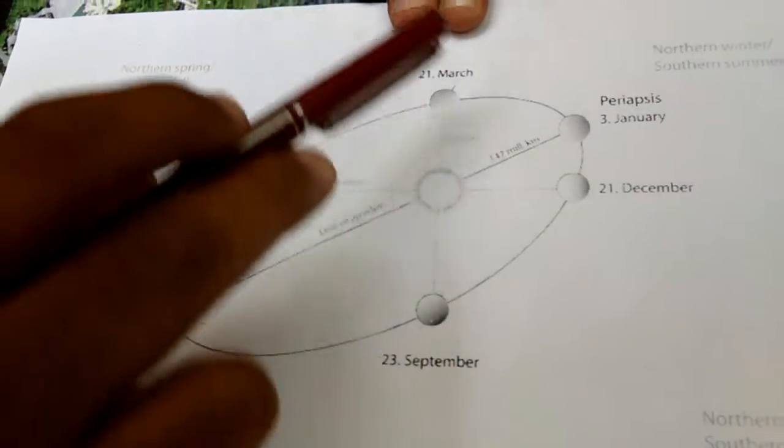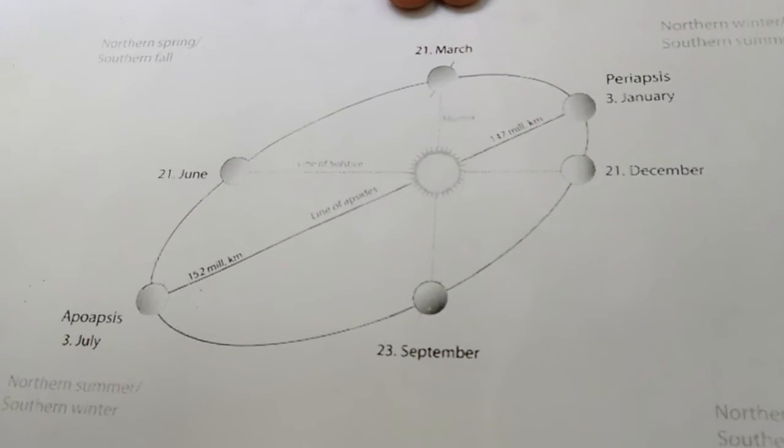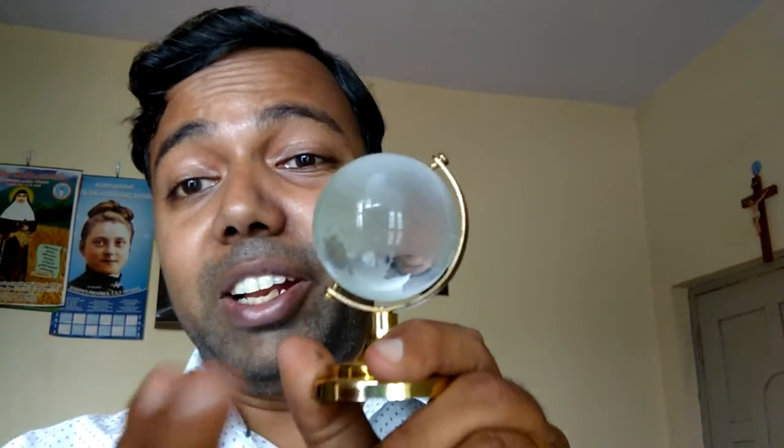On March and September equinoxes, the sun will be illuminating the Earth from this side or from this side. Note that now you are able to see both the poles, both North Pole and South Pole. That means it's equal day and night throughout, at least theoretically.